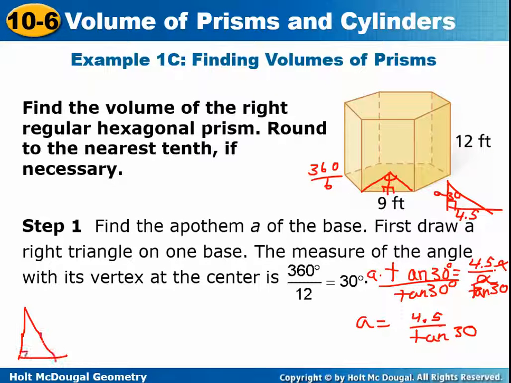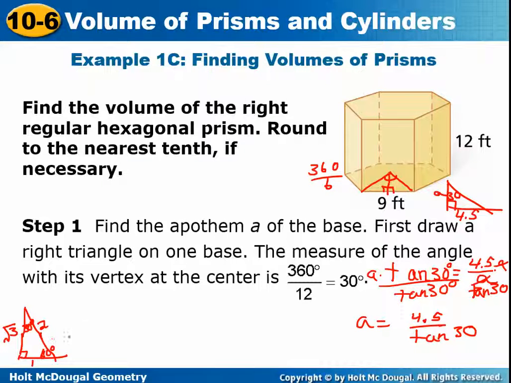In a 30-degree triangle, this is my 30. I'm not drawing these very accurately. The short leg, which would be this one, is half of the hypotenuse, and the other side is square root of 3. The long leg is square root of 3.